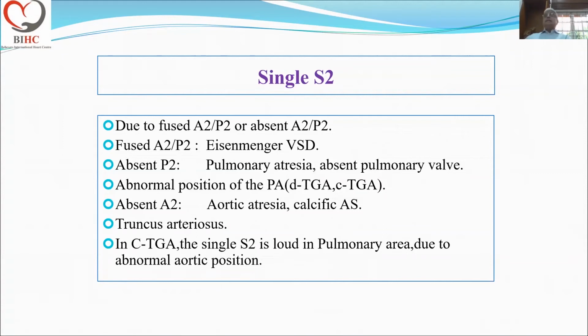In congenitally corrected transposition, where the physiology is okay but the anatomy is abnormal, and the aorta is left and anterior to the pulmonary artery, the aorta is anterior. It is under the chest wall. And therefore, what you hear or may feel in the pulmonary area is the A2, because of the abnormal location of the aortic valve in this condition.